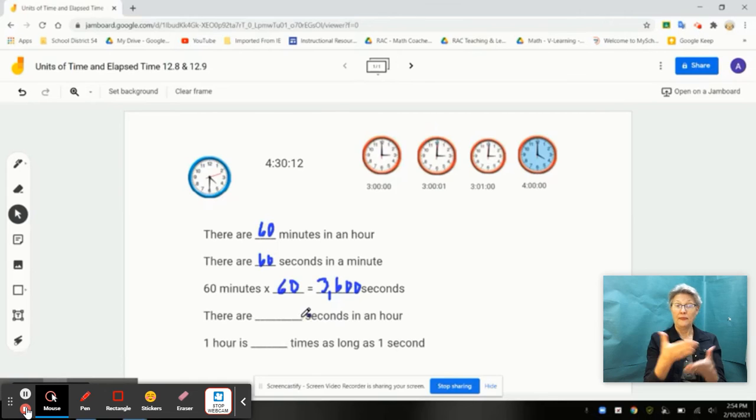There are how many seconds in an hour? That's right, 3,600. So 1 hour is 3,600 times as long as 1 second. Wow, that's a lot.